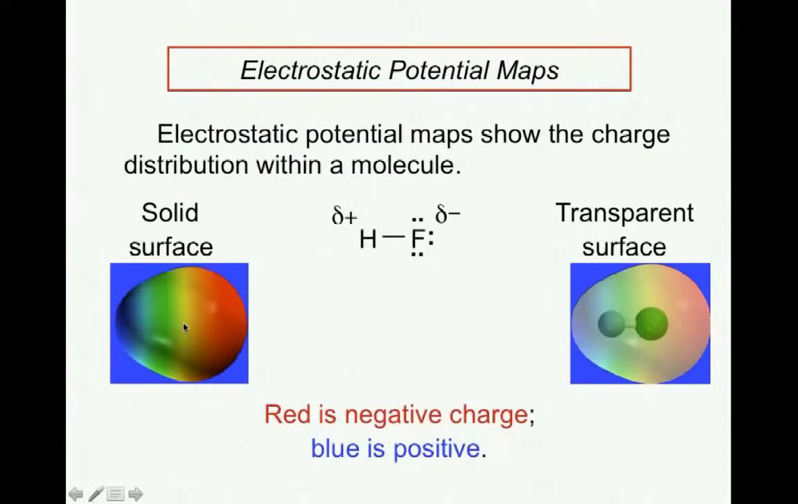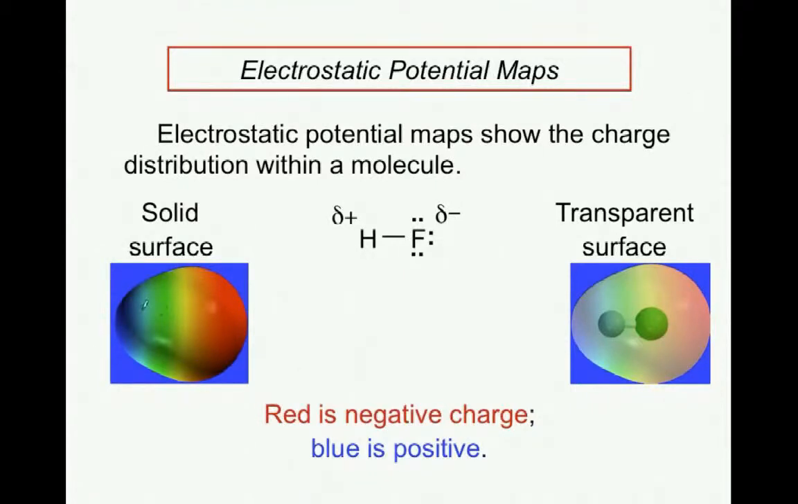Throughout your book, you will see electrostatic potential maps that will help you identify dipoles. These maps show us the charge density around each atom in a molecule. Red indicates partial negative charges, and blue indicates partial positive charges. In this diagram, see how the red portion of the molecule overlays the electronegative fluorine atom, and the blue overlays the electropositive hydrogen atom.